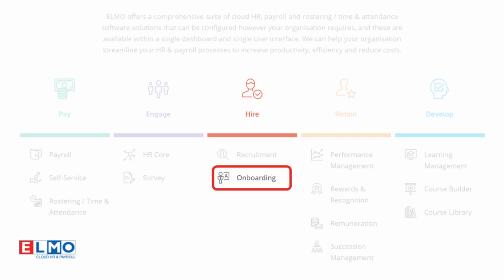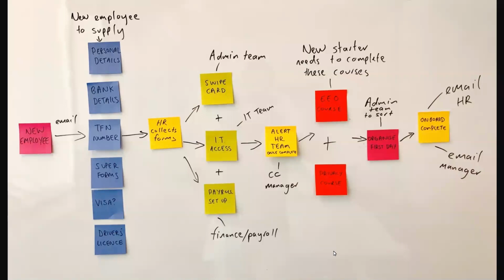Successful candidates can then be transferred into ELMO's onboarding module. ELMO's onboarding module allows workflows to be created to drive onboarding, offboarding, crossboarding, and other workflow-driven requirements. Here's an example onboarding process mapped out on a whiteboard with post-it notes.